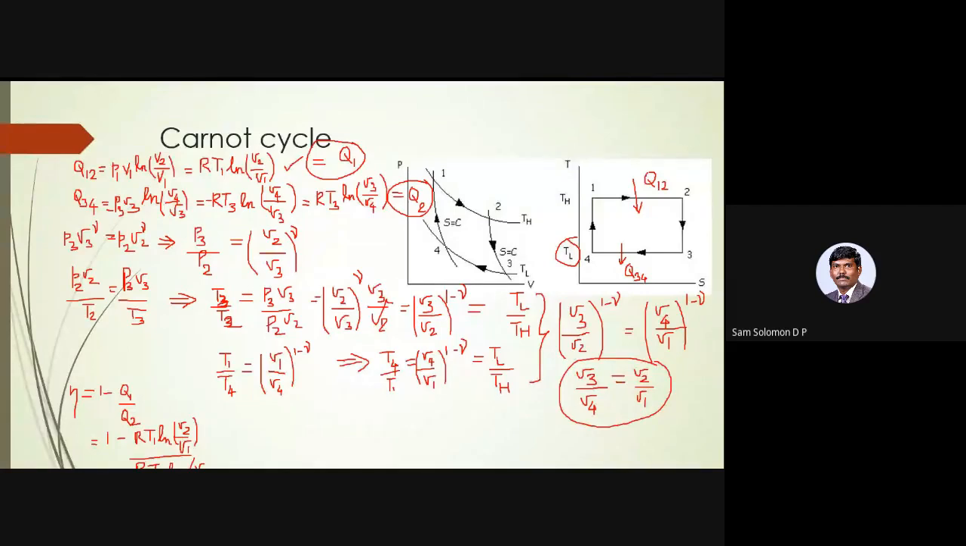Okay, so from the result which we have got now, this V3 by V4 is equal to V2 by V1. So I can cancel out these two terms. And R is common in the numerator and the denominator. So this can also be cancelled. So what is left out is 1 minus T1 by T3. And this T1 is nothing but the higher temperature TH. And this T3 is nothing but the lower temperature TL.